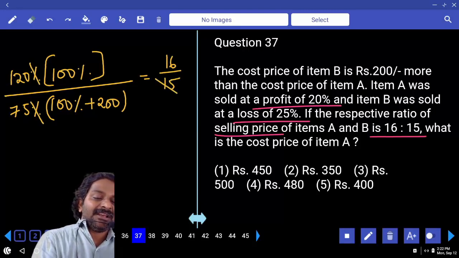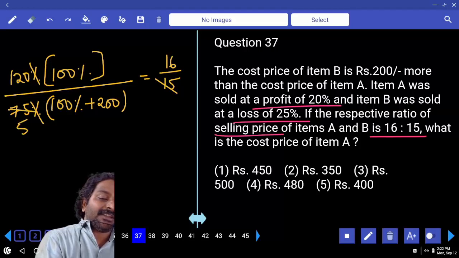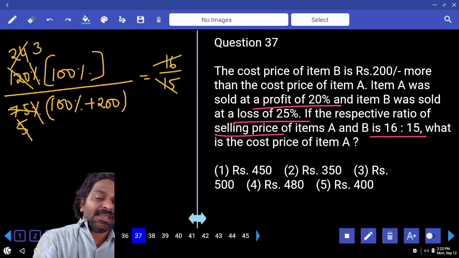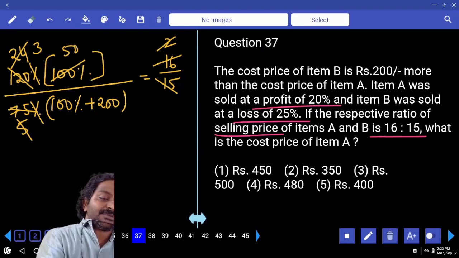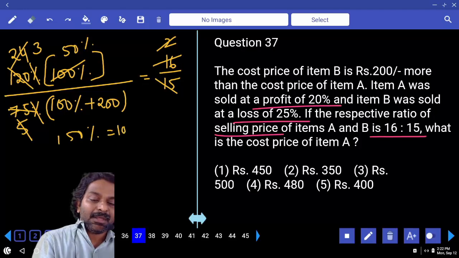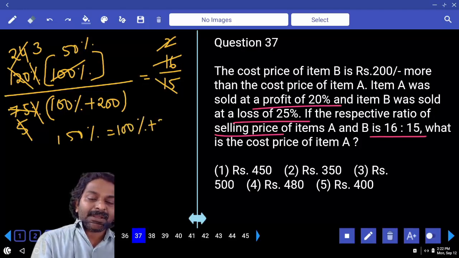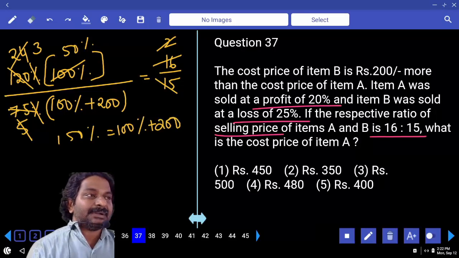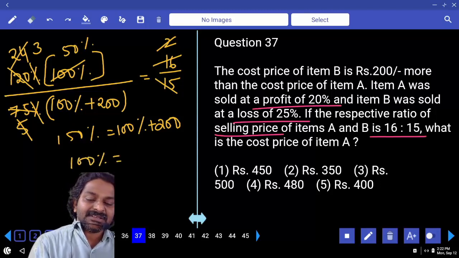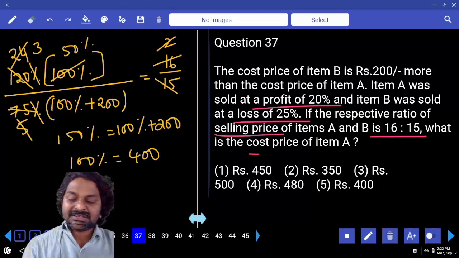Percentage gets cancelled. 15, 5 times 5. 24, 3 times 8. 2 times 2. 50 times. So 150% is equal to 100% plus 200. From this 50% is equal to 200. That means 100% is 400. What is your question?